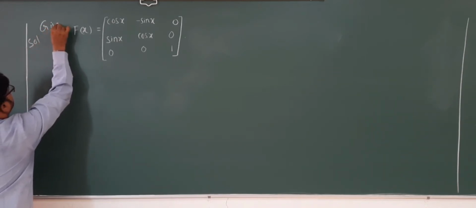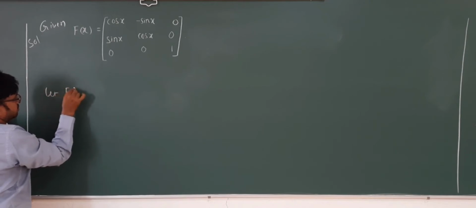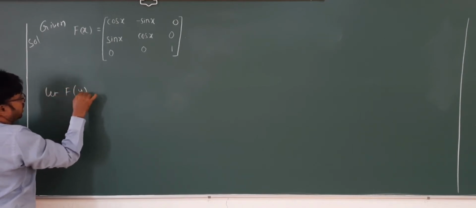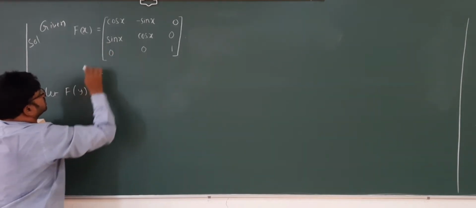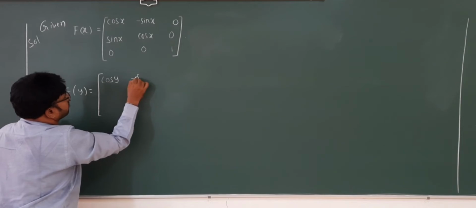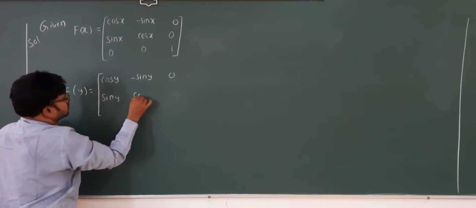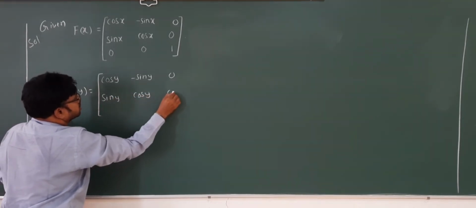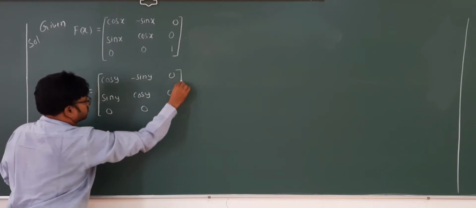This is the given f of x function. Let us take f of y. So f of y is equal to, instead of x here y will come. This value is cos y, minus sin y, 0; sin y, cos y, 0; 0, 0, 1.